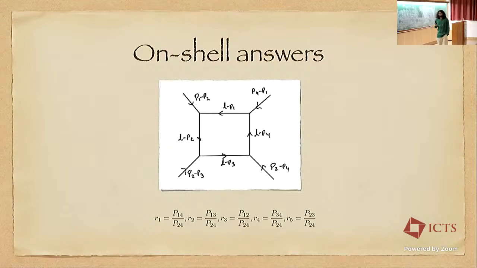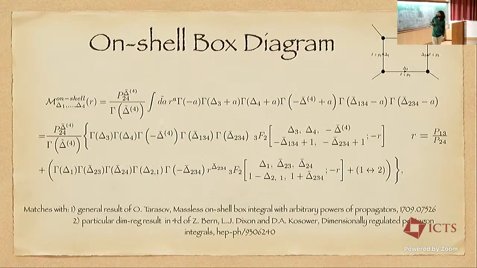You can also get on-shell answers out of this very simply, because the way I defined it is a function of these 5 ratios. But if you wanted an on-shell answer, all you have to do is put the ones that are cyclic, P1 minus P2, P2 minus P3, P3 minus P4, to 0. So you'll only be left with 1 ratio, which is P13 by P24. So you just have to do an integral over 1 ratio, and you can get an exact answer in terms of these 3F2 functions. And now it matches with this general result, which was computed in this paper, where they computed the massless on-shell box integral with arbitrary powers of propagators by the differential equations method. But for us, it is just doing 1 integral to get this exact answer out.